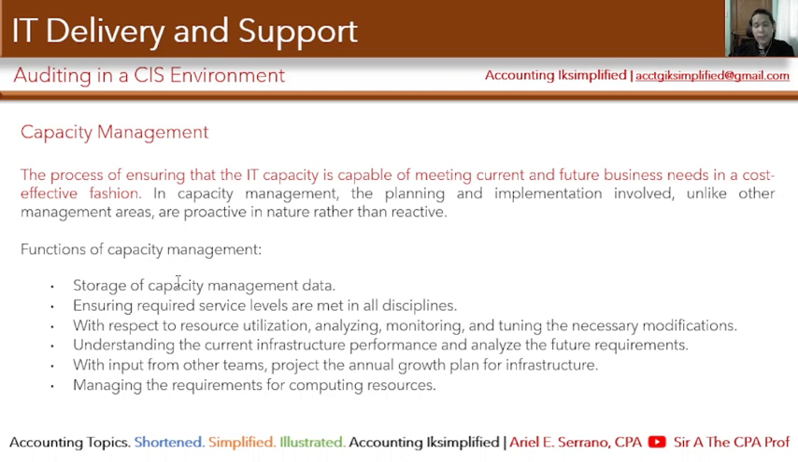Storage of capacity management data. Okay? That's one. Ensuring required service levels are met in all disciplines. That's two. Third one, with respect to resource utilization, analyzing, monitoring, and tuning the necessary modifications. Number four, understanding the current infrastructure performance and analyzing the future requirements. And number five, with input from other teams, project the annual growth plan for infrastructure, and last, managing the requirements for computing resources.